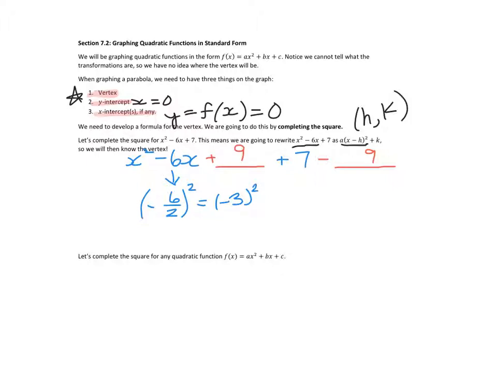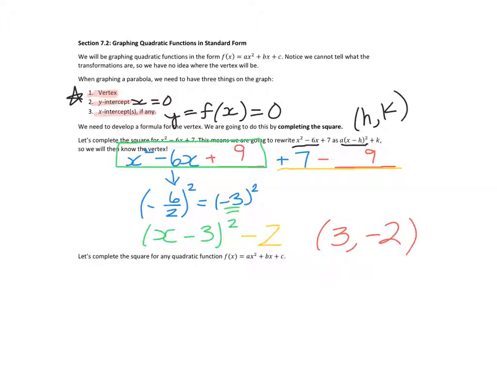So x squared minus 6x plus 9, this is now a perfect square trinomial. So we can factor it like this, and it's going to factor as x, and then whatever's in the parentheses, minus 3, all squared. All right, and then what's left over is the plus 7 minus 9, or negative 2. Okay, so for x squared minus 6x plus 7, if we wanted to graph it, we would have vertex 3, negative 2. And we saw that in our last section.